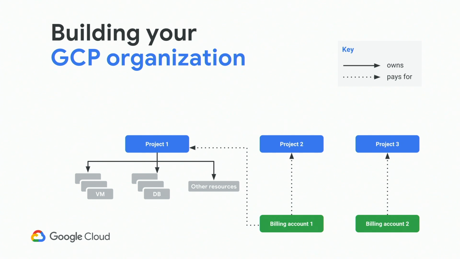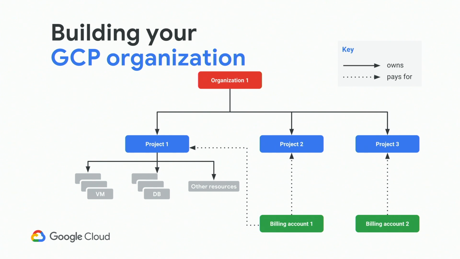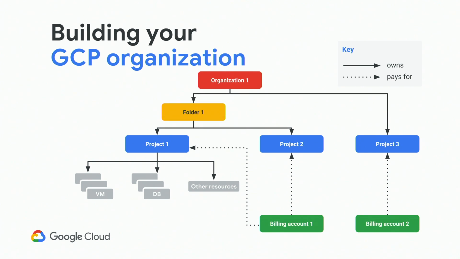And like I mentioned, it's good to have an organization so you can organize these projects. So if you've created an organization through G Suite or Cloud Identity, you can create folders that organize your projects in a reasonable way. So here we might say that folder 1 is all the projects that are based in North America, and I could create a second folder that would hold projects based, say, in Asia.